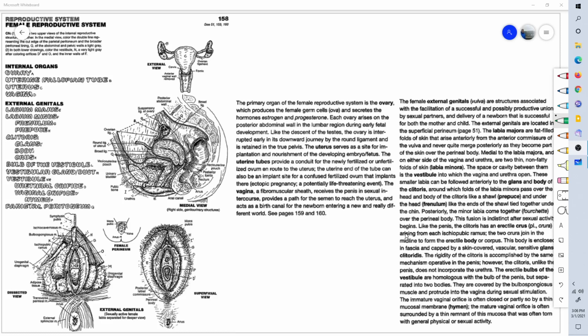Welcome to page 158 of Anatomy Coloring Book. This is Dr. Stephen Harkins, the female reproductive system.